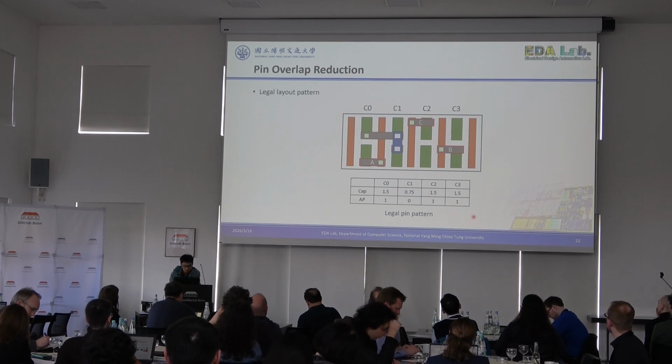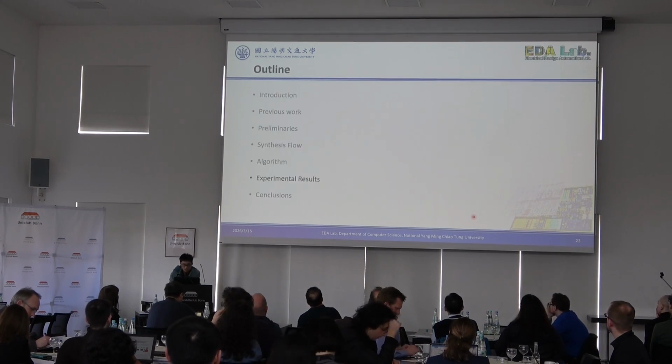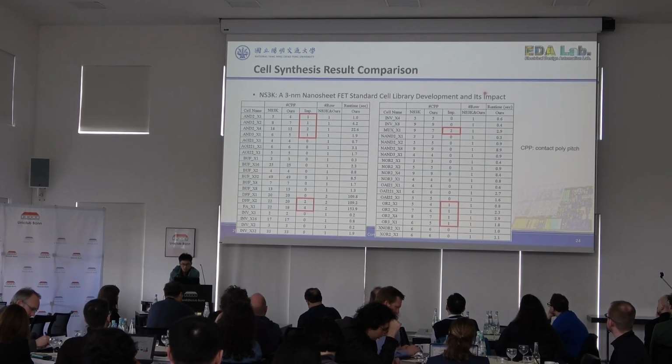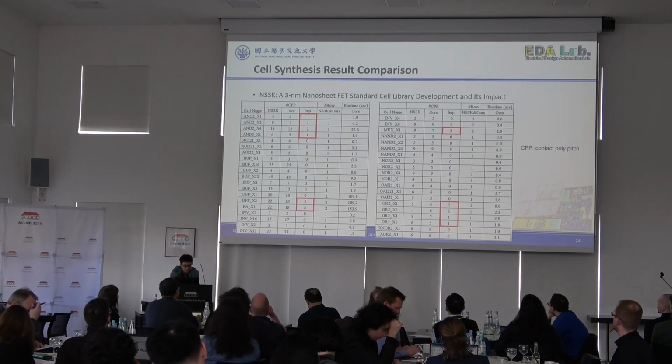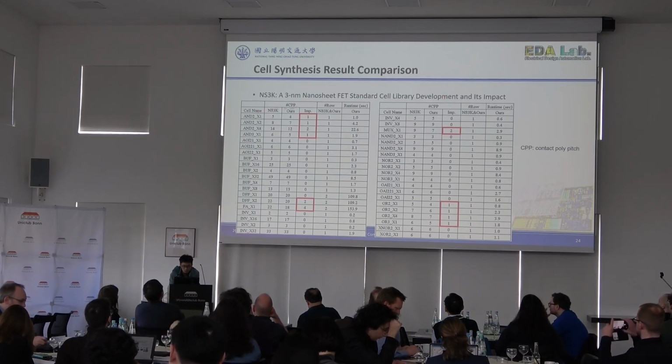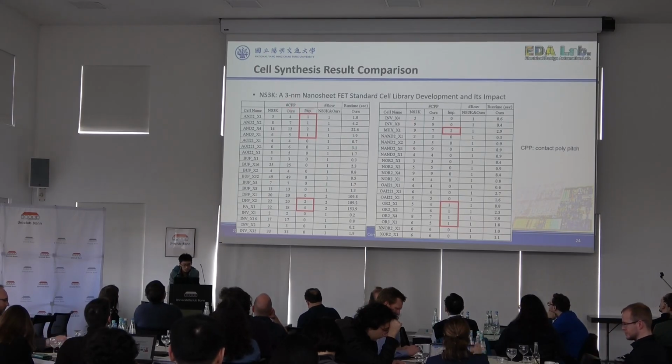Then, experimental results. We compare our cell synthesis results with this paper. This shows cell types, the number of contact poly pitches, CPP, and the number of rows. And this is our run times.